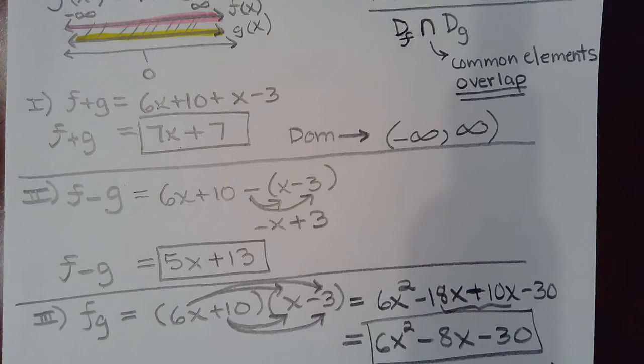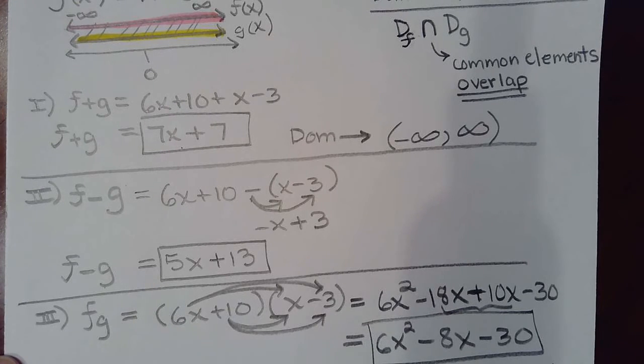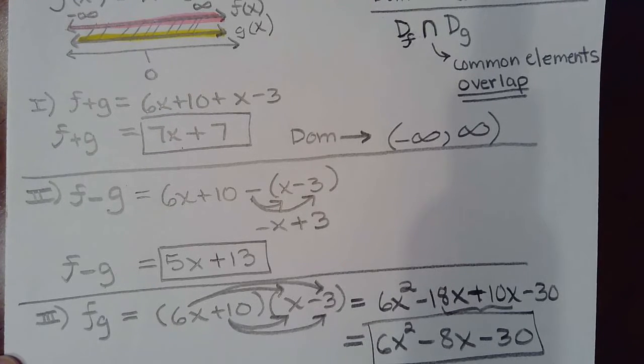Next, we're going to do the quotient as the last part of the problem. So we're doing f divided by g. That gives us 6x plus 10 on the top, x minus 3 on the bottom.